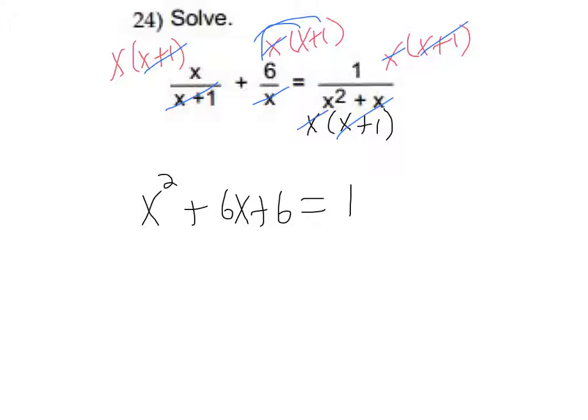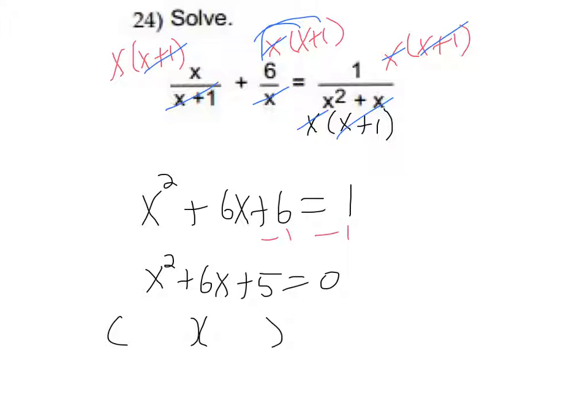This has no fractions. Definitely an improvement. It's a quadratic equation now. We just solved a quadratic equation on the last problem. You get it equal to 0 and see what you can do. So I'll subtract the 1 and we have x squared plus 6x plus 5 equals 0. I will attempt to factor this one. If not, I'll use the quadratic formula like we did before.